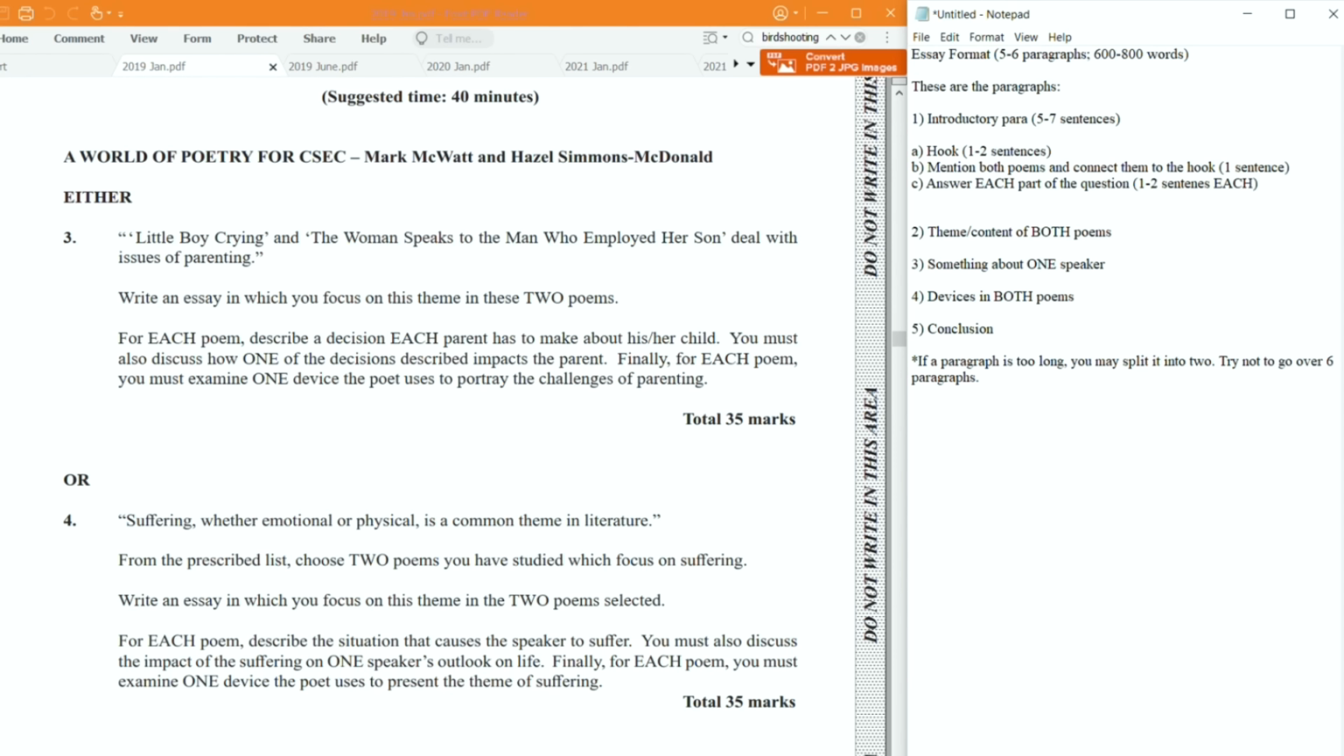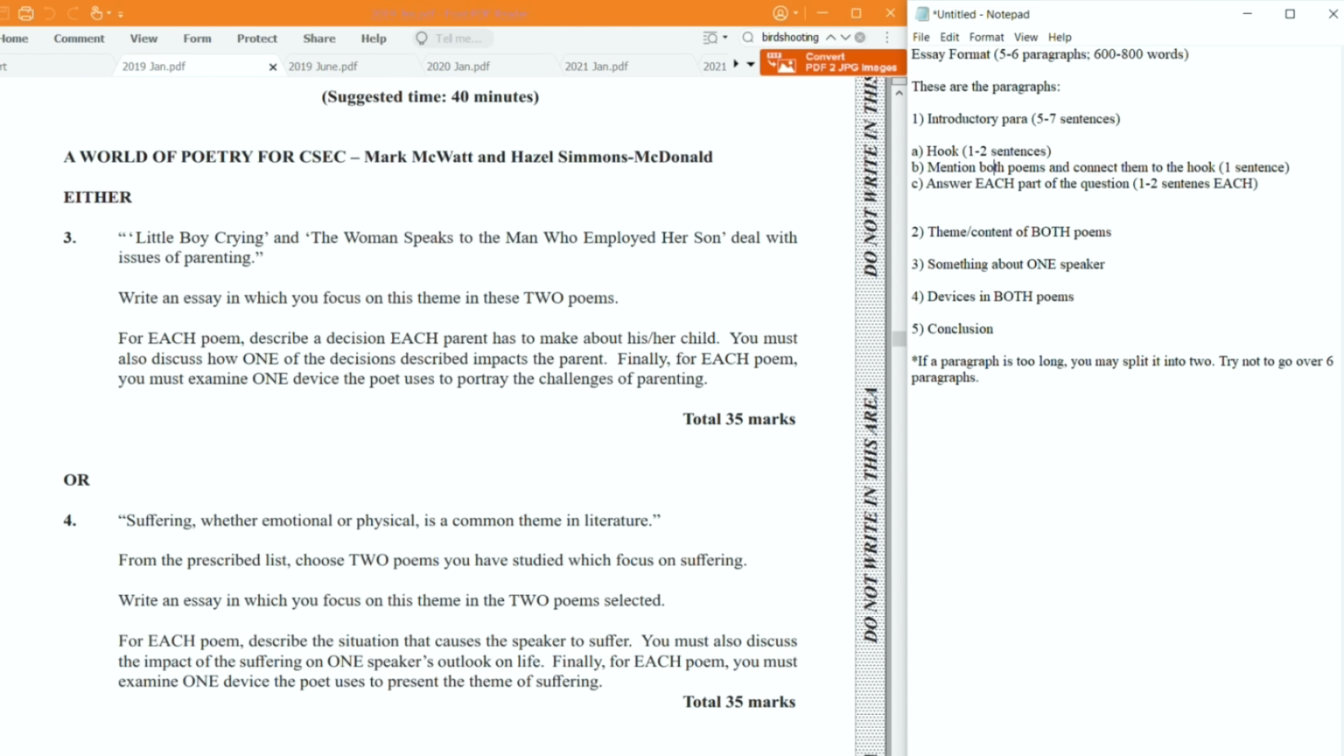What do I mean by this? So after your hook, after you mention what poems you're going to be looking at, then you're going to give us just a 1-line or a 2-sentence answer for part A, which in this case would be describe a decision that each parent has to make. Just tell us what the decision is for each poem. No explanation, no examples, just tell us what the decision is for each poem.